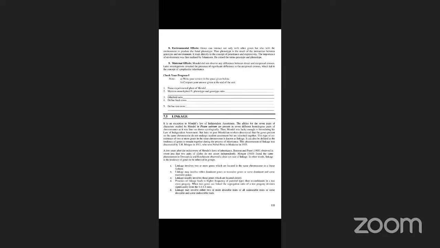So the alleles for the 7 pairs of characters studied in Pisum sativum are on homologous pairs of chromosomes, and he studied the law of independent assortment. But later there was some deviation, and this type of coexistence of 2 or more genes on the same chromosome is known as linkage. This was defined by Morgan in 1911, and he was awarded the Nobel Prize in Medicine in 1933.